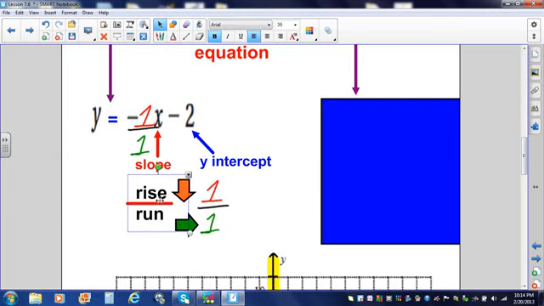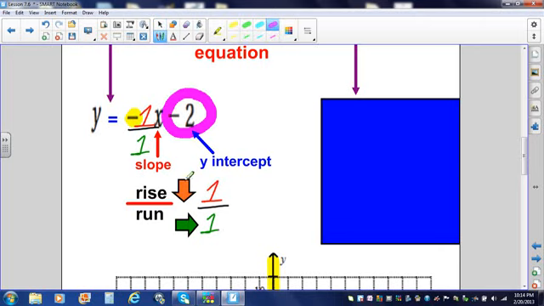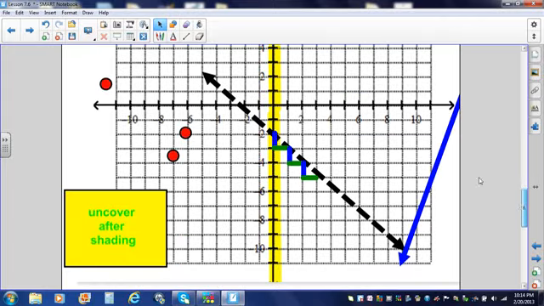Remember, your slope is a rise and a run. So since my slope is negative, since it's a -1, I'm going to go down 1 and right 1. So we'll start at -2. We'll go down 1 and right 1. So on your graph paper, let's start at -2. Go down 1, right 1, down 1, right 1, down 1, right 1. You can put a dot along any of these spots, and then we're going to make a line.